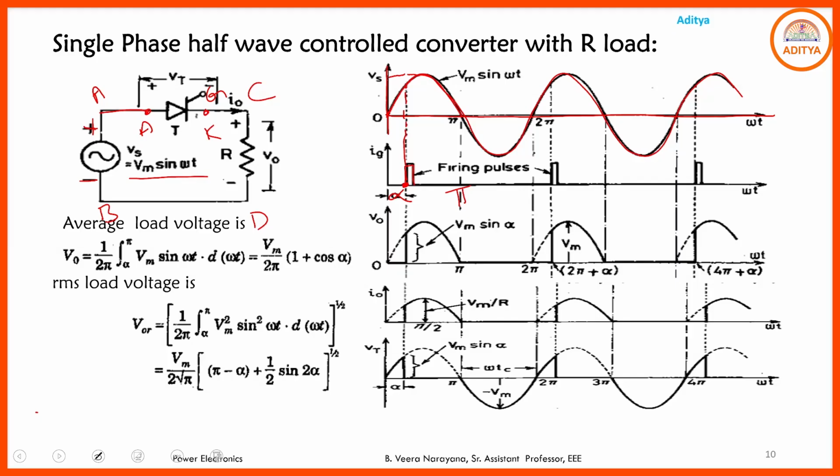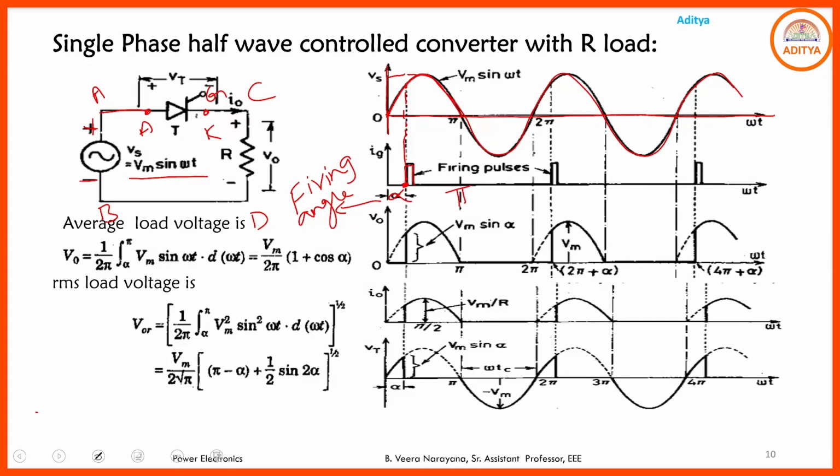Then from alpha onwards the SCR comes to the on state. Here alpha is called the firing angle. So how can you define the firing angle? The angle at which the instant SCR comes to the on state is called the firing angle.